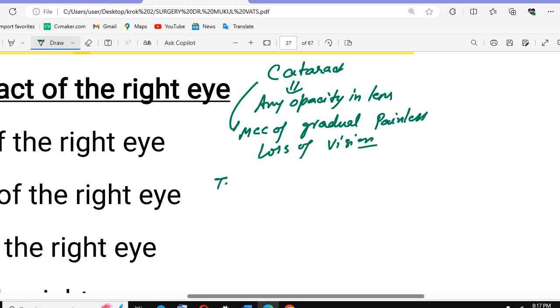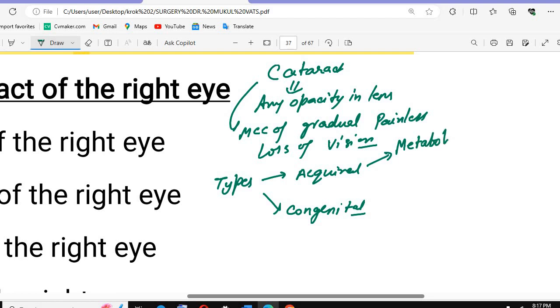If we talk about the types of cataract, one is the acquired, and the other is the congenital. If we talk about the acquired ones, there is the metabolic cataract, which you have already studied, for example in Wilson disease, myotonic dystrophy, diabetes mellitus, galactosemia. What kind of cataract do we see in galactosemia? Write it down.